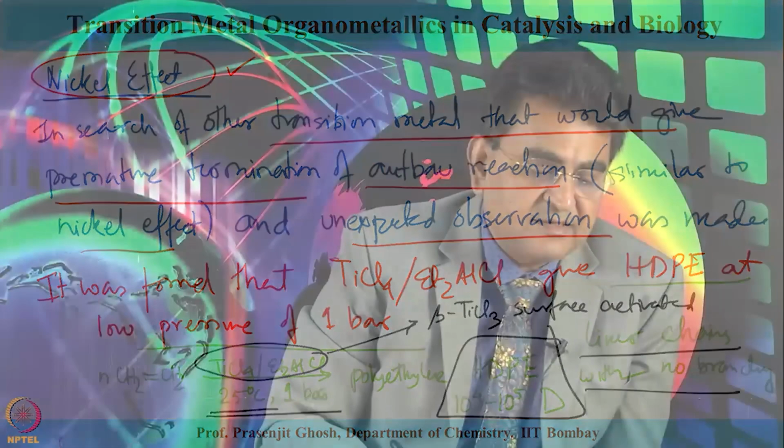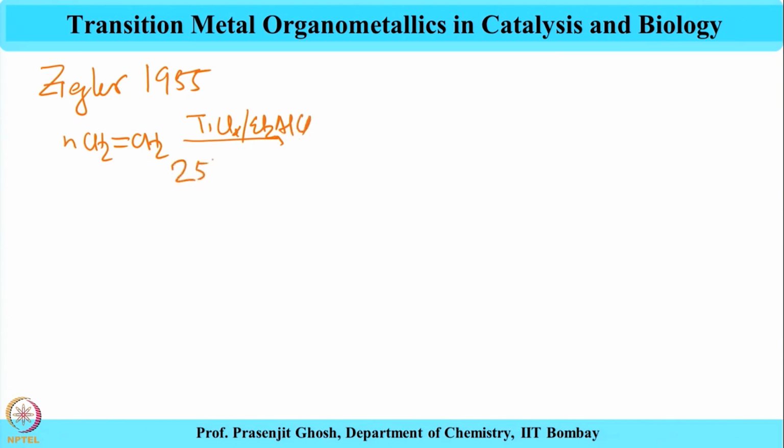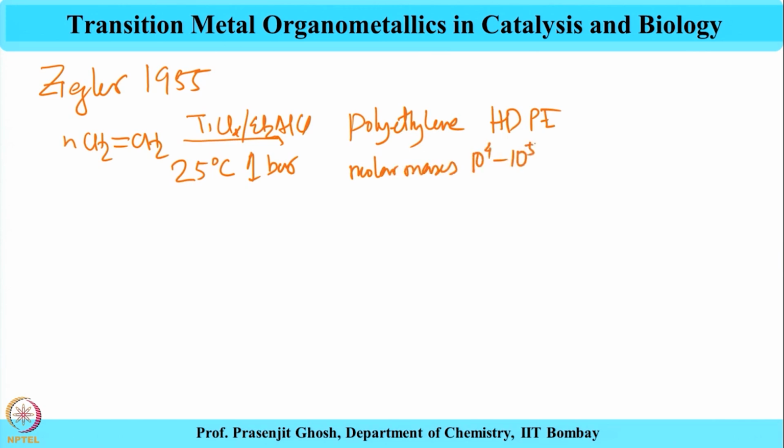Now, this process was initially called the Ziegler process. In 1955 he discovered this polyethylene, or HDPE, and this molar mass, 10 to the power 4 to 10 to the power 5 Dalton, and this process was at that time known as Mulhem.